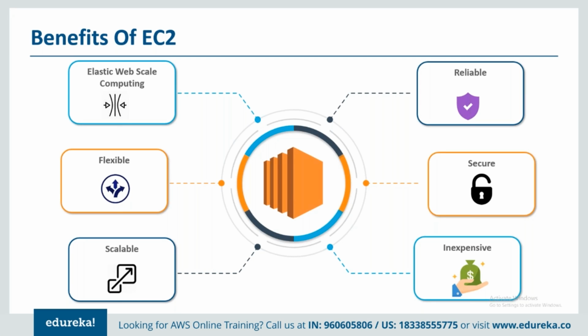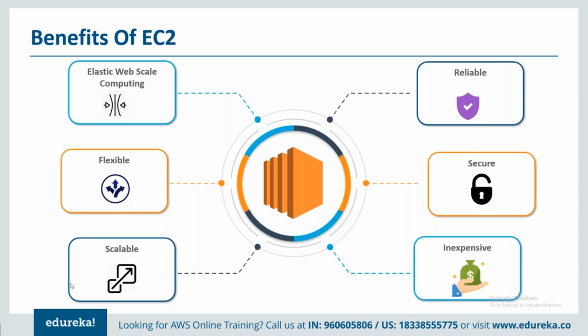In terms of EC2, here we have Elastic Web Scale Computing. It is highly scalable, and it is highly flexible as well. That means if we want to add resources, we can do that easily as compared to the on-premise server.